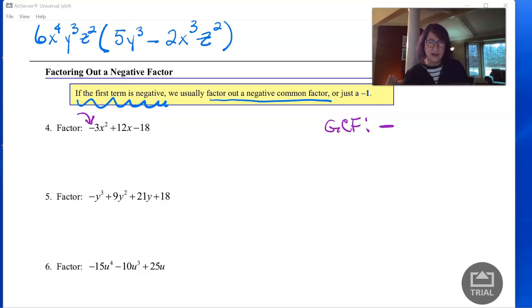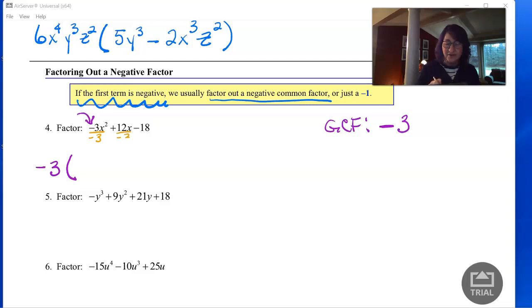Now, ignore the negative for a moment, and let's look at 3, 12, and 18. Is there a number that divides evenly into all three of those? Of course, it's 3. So negative 3 would be my GCF. I don't have any variables that are common to all three of those terms. So I'm going to take that greatest common factor, negative 3, followed by parentheses. I am going to divide each of these terms by that negative 3.